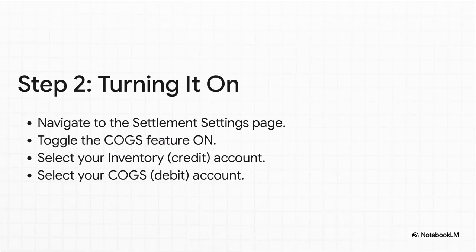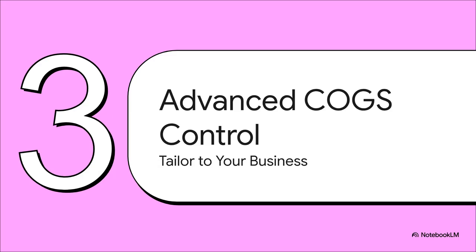Okay, once your costs are all entered, just pop over to your settlement settings page and toggle the COGS feature on. You'll just need to select which account is for your inventory and which one is for your cost of goods sold. And hey, if you don't have those accounts set up yet, don't worry, Link My Books can create them for you with just one click. Easy.